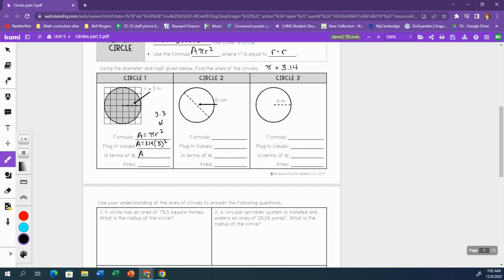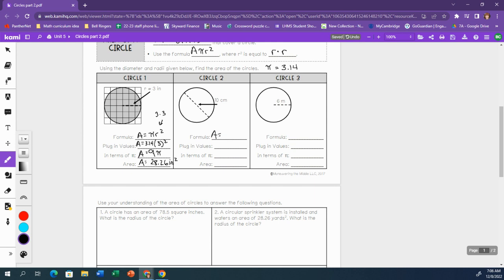So in terms of pi, hold on, we have 9 pi. Because sometimes it'll say just leave pi as pi. Once in a while you'll see that. So we'll have 9 pi. But then if we multiply that out, if we go 3.14 times 9, then area equals 28.26 inches squared, because we had 2 measurements. That's why we do inches squared. Let's do the next one.